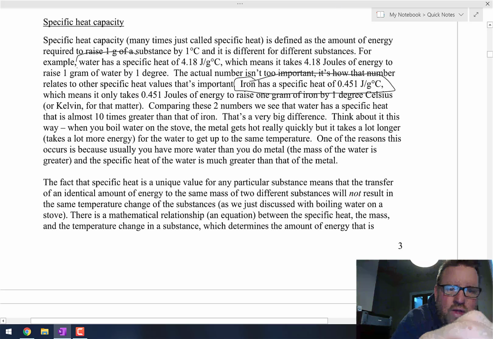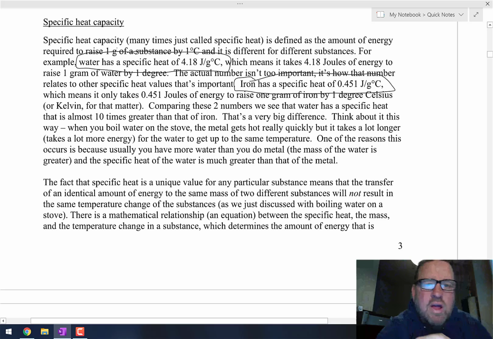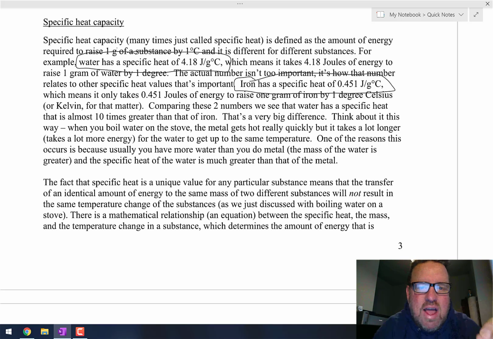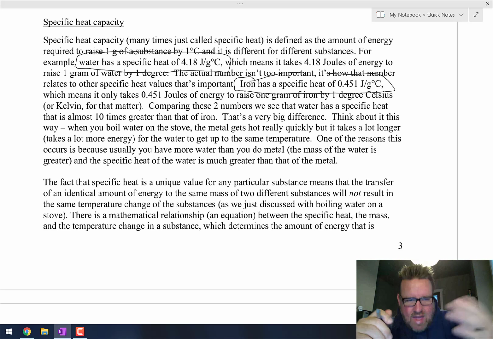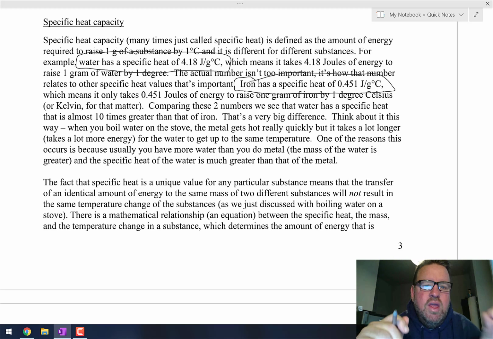Whereas water, on the other hand, has a specific heat of 4.18. Okay, notice that water has a specific heat of almost 10 times that of iron. That's a really, really big difference. So when you boil water on the stove, again, the metal gets really, really hot really quickly, but the heat that's transferring to the water does not heat up the water as quickly. And the reason this occurs is because water has a bigger specific heat.